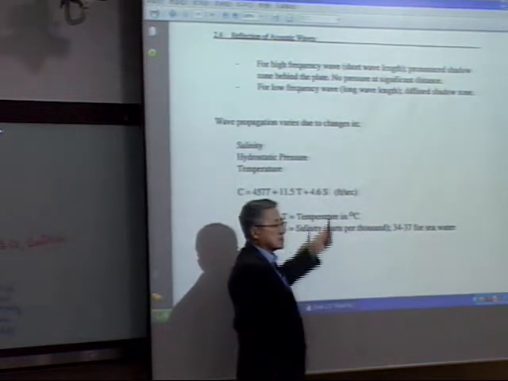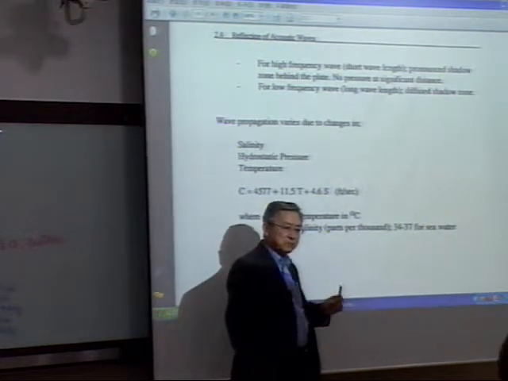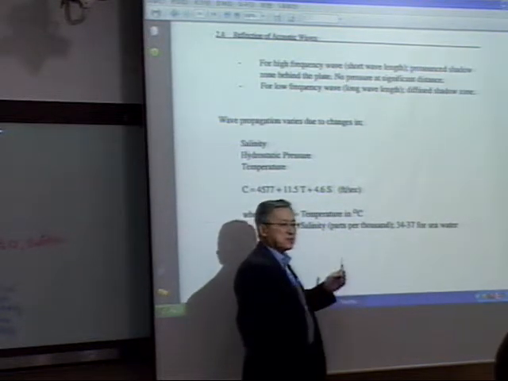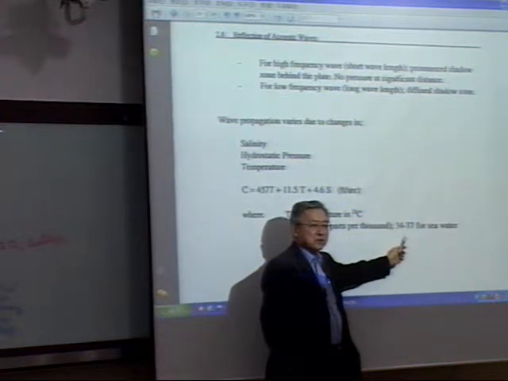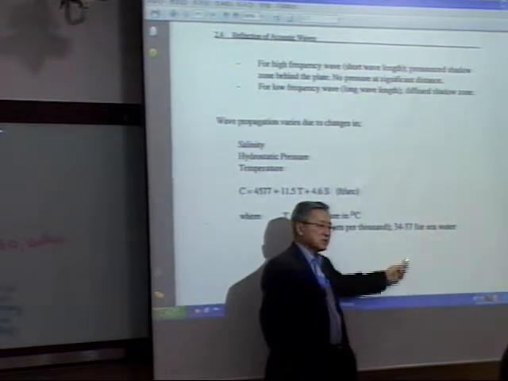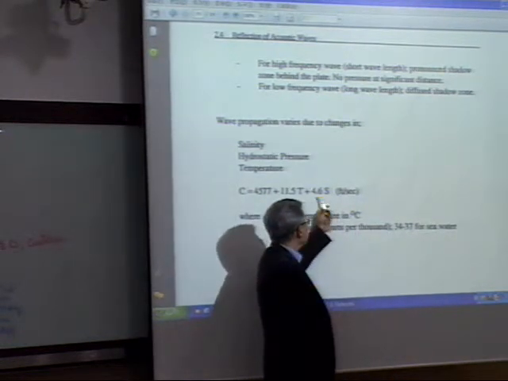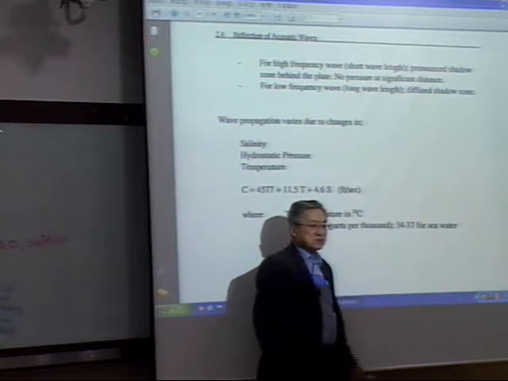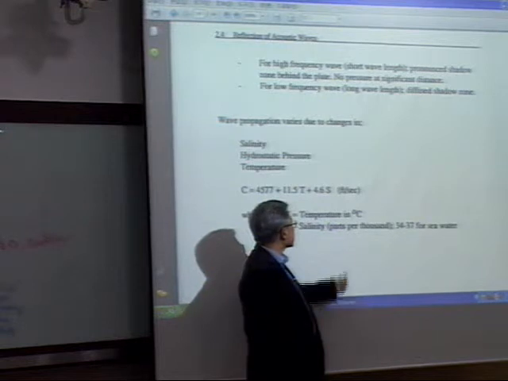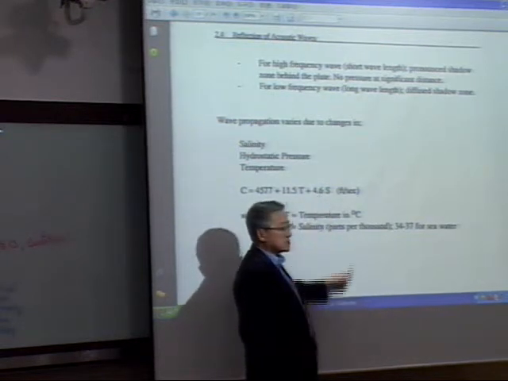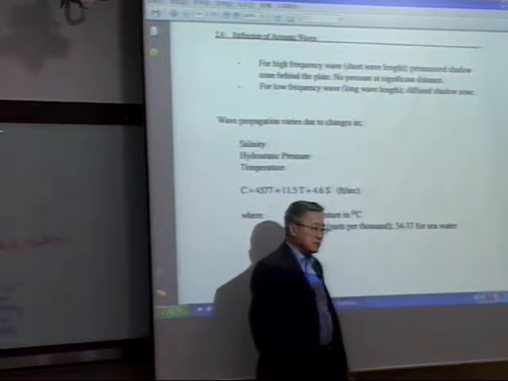Plus S is salinity, salt content as a part per million. But the range is very small, 34 to 37. Low value is 34, high value is 37. So almost a fixed number. So over here, 4.6 times 37, what's the value? Quick. 4.6 times 5 times 35.